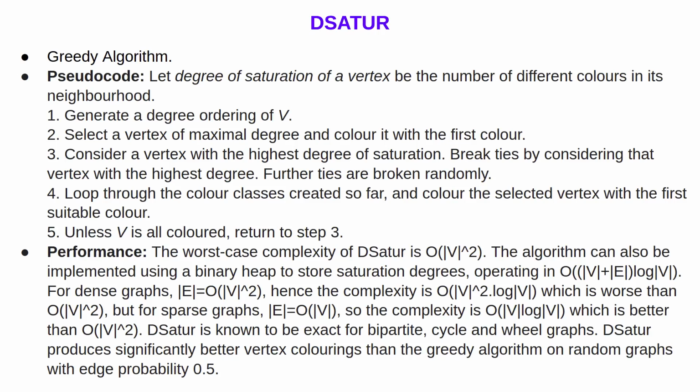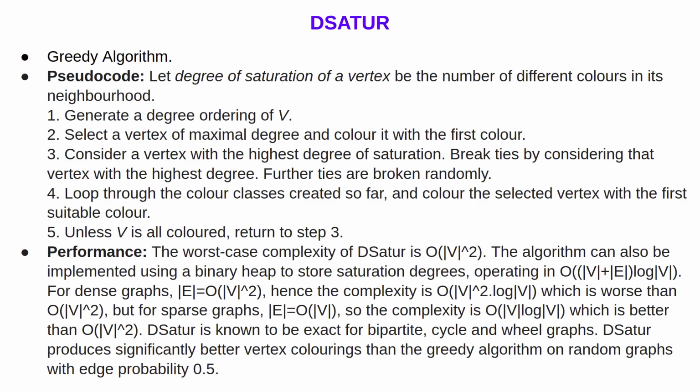So the performance is like this: the worst case time complexity of the DSATUR algorithm is order V squared, but the algorithm can also be implemented using a binary heap to store the saturation degrees, which in turn operates in order (V plus E) times log V. Now for dense graphs, E is order of V squared, hence the time complexity is order V squared log V, which is actually worse than order V squared.